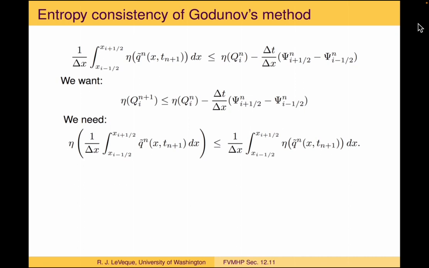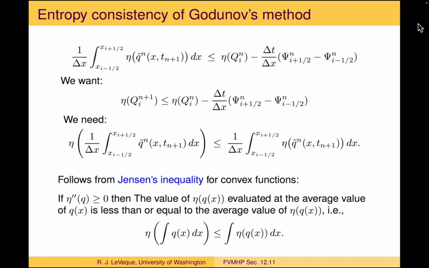And it turns out that's true because in general, since eta is assumed to be a convex function, there's something called Jensen's inequality that says for any convex function for which eta double prime is greater than or equal to 0, the value of eta of q evaluated at the average value of q of x is less than or equal to the average value of eta of q of x. In other words, we have exactly the inequality we need to complete this proof. So again, it's important here that our eta function is a convex function.